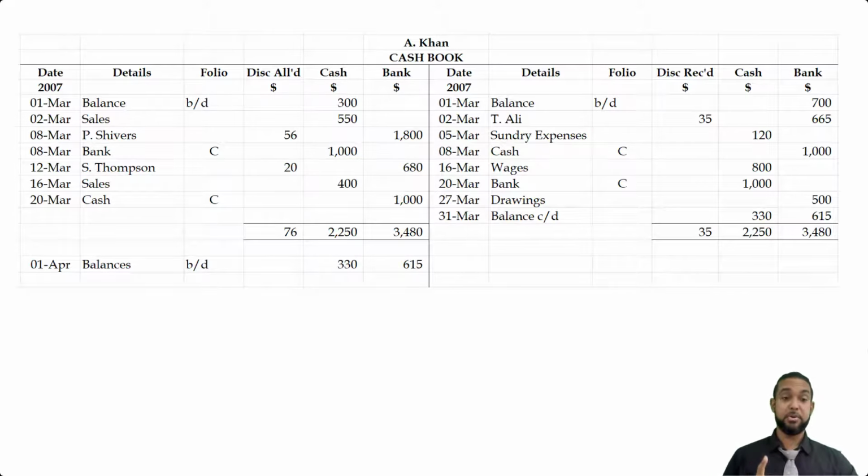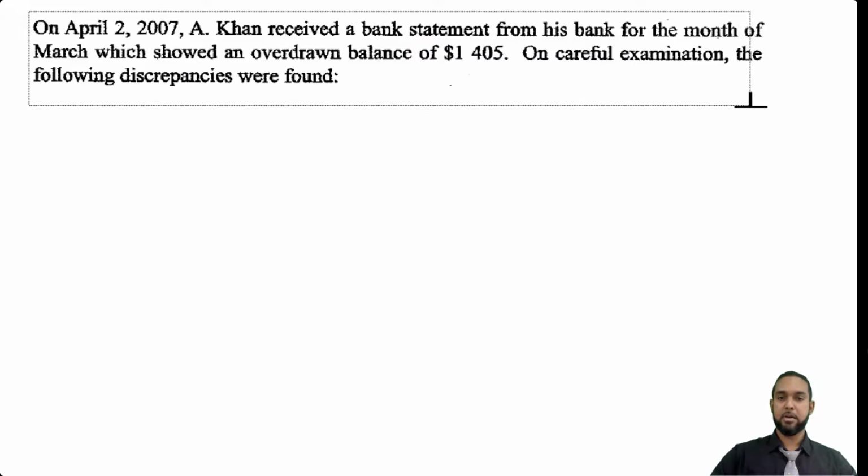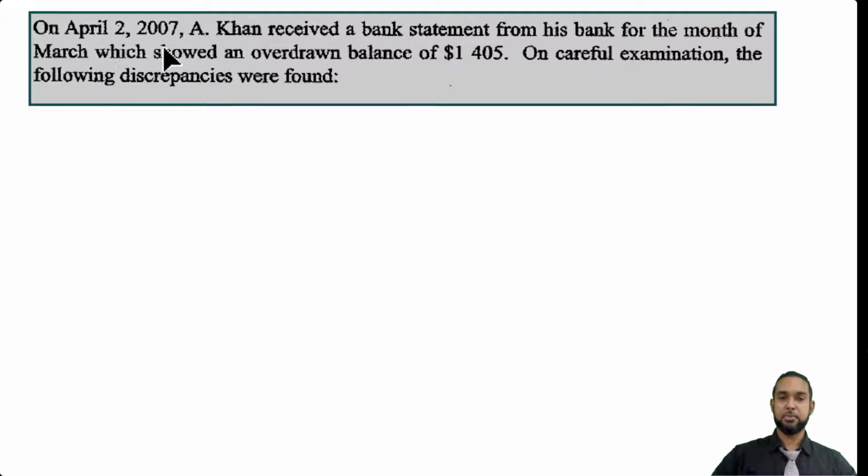Okay, so that's it for part A. Let's take a look at part B. Okay, so part B had some bank rec vibes. Let's take a read. On April 2nd, 2007, A. Khan received a bank statement from his bank for the month of March, the month we just finished balancing the cash book for, which showed an overdrawn balance of $1,405. On careful examination, the following discrepancies were found.